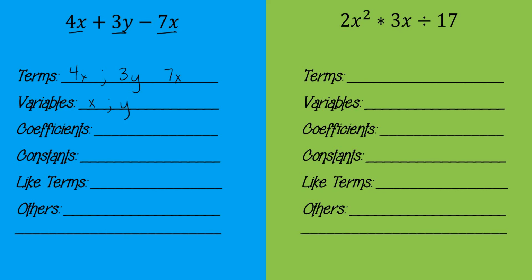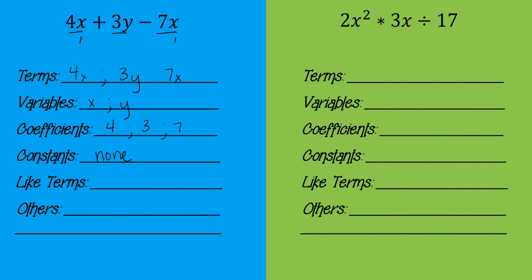So if x is equal to 2, then I would put in a 2 here and I would put in a 2 here. The coefficients here are going to be 4, 3, and 7. Those are the numbers that are multiplying our variables. And there are actually no constants in this case because you don't see any numbers without variables attached to them.